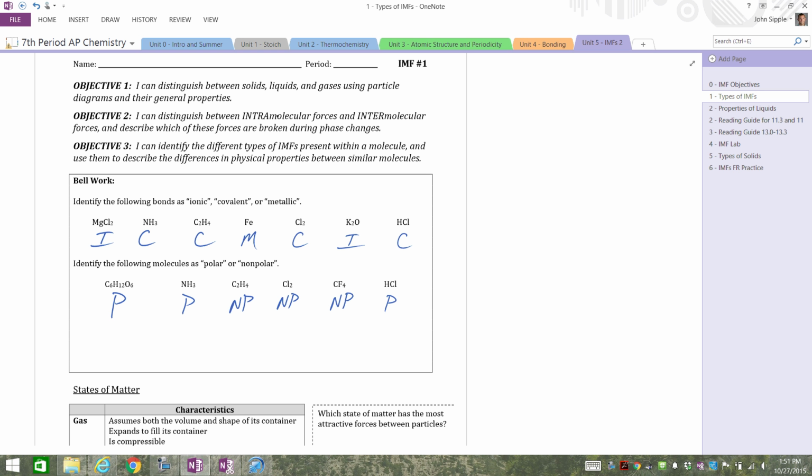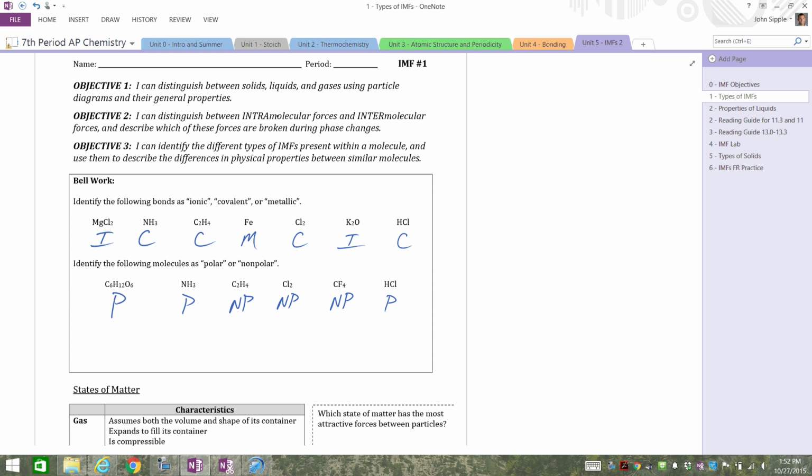In terms of intermolecular, that's where we start talking about hydrogen bonding, dipole-dipole interaction, and London dispersion forces. Remember those? Because intermolecular forces are between molecules. From one molecule to another, it's the attraction that they feel between the molecules.